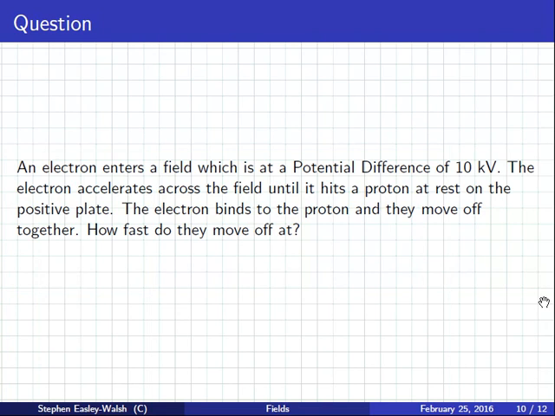An electron enters a field of potential difference 10 kilovolts. The electron accelerates across the field until it hits a proton at rest on the positive plate. The electron binds the proton and they move off together. How fast do they move off at?